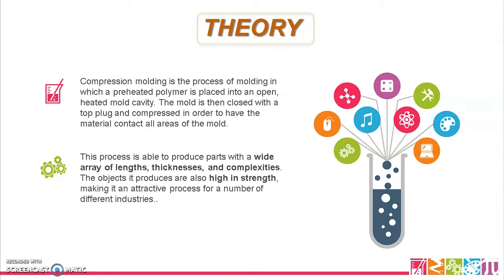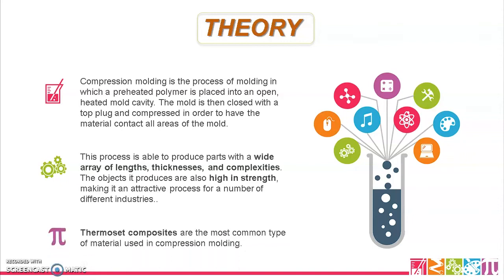Next, this process is able to produce parts with a wide array of lengths, thicknesses, and complexities. The objects it produces are also high in strength, making it an attractive process for a number of different industries. Thermoset composites are the most common type of material used in compression molding.